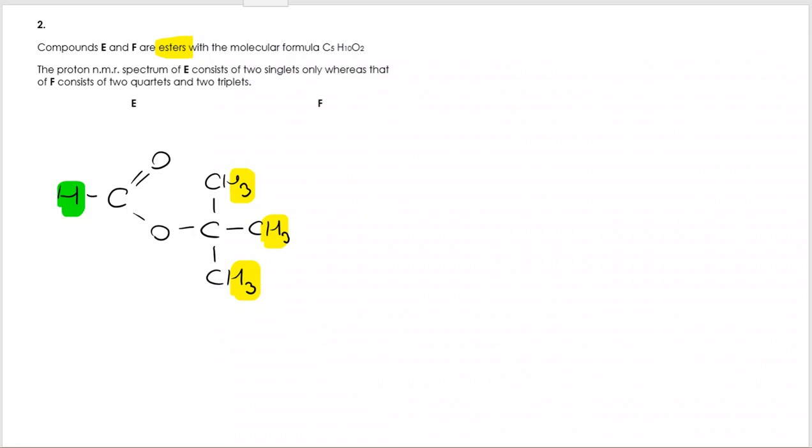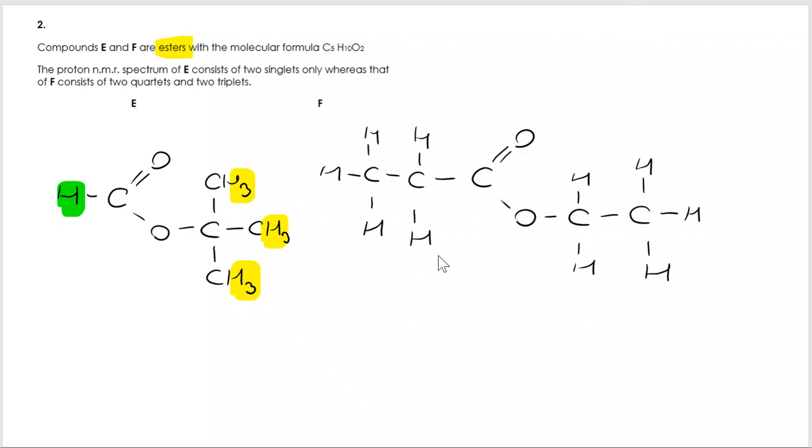For the second one, I've already touched on this earlier in the video. 2 quartets and 2 triplets. So immediately that should be flagging up that this may well be ethyl groups. So let's give that a go. And I've added an ethyl group on either side. Now you can see that we have got 1 environment, we've got a second environment, but more than that, we can look at the splitting.